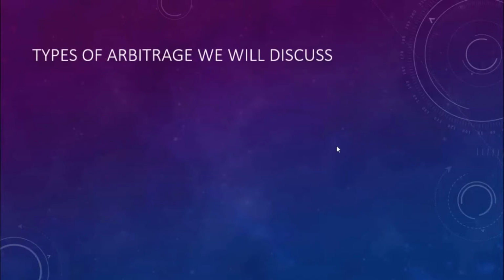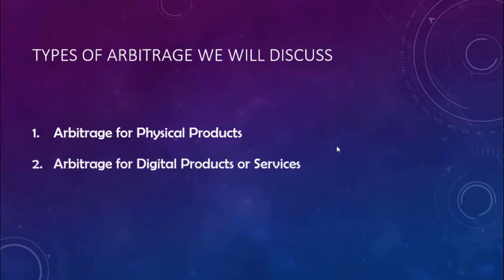Now, let's see what types of arbitrage we will discuss in this course and class. First of all, we will discuss arbitrage for physical products. So like the example I just gave you with the iPhone, but it can be practically related to any type of physical product. I don't know, even shampoo if you want to, or anything that is a physical product. Then we will also discuss arbitrage for digital products or services, which is a newer type of arbitrage, to say so, but it's getting more and more traction, and it's very useful, and it can be a very lucrative business model.